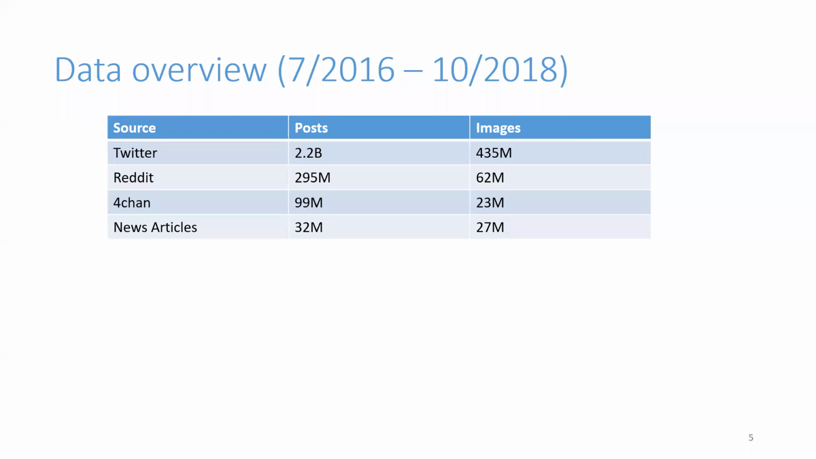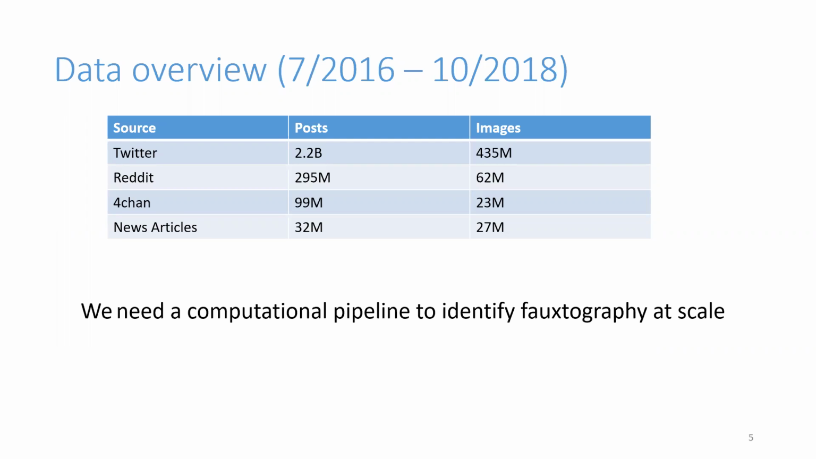To answer these questions, we collected data from a variety of social media and news outlets from 2016 to 2018. We have a really large dataset, so we need a computational pipeline to identify photography at scale. So we will first introduce our computational pipeline and then come back to the research questions. Here's the pipeline.